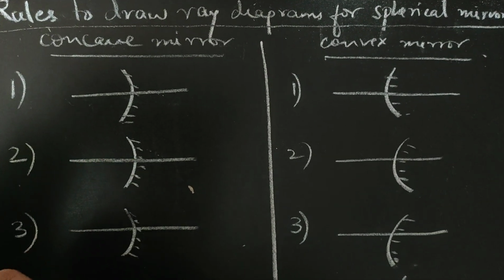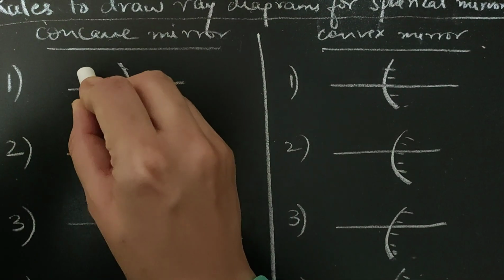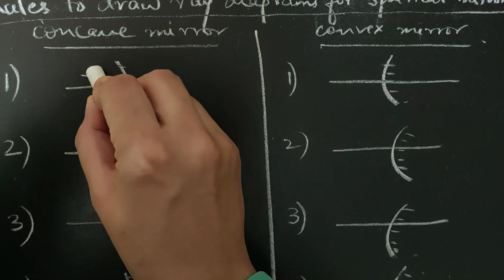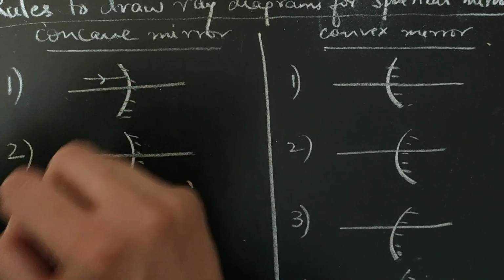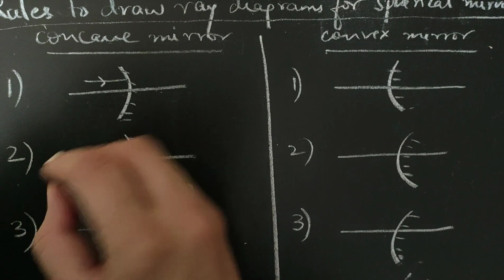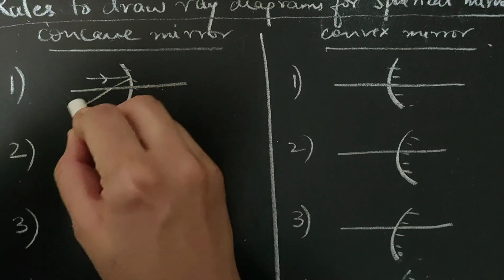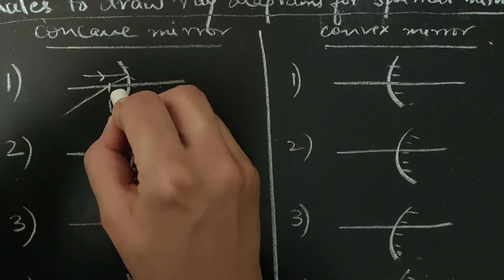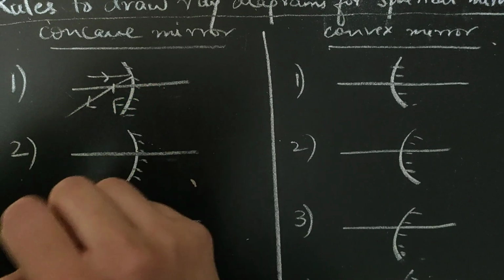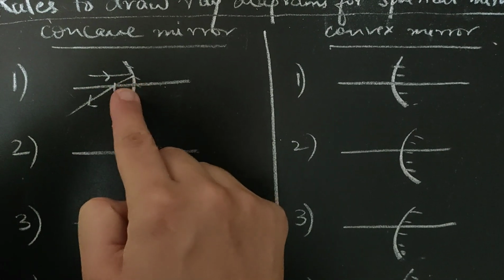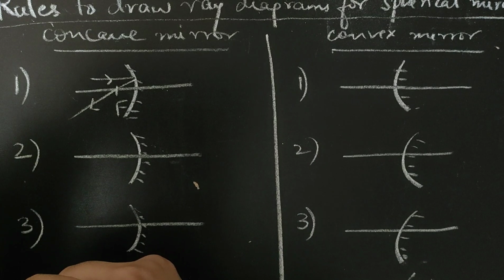To start, the first rule: any light ray which is coming parallel to the principal axis of a concave mirror, after reflection from the mirror, will pass through the focus. So a light ray coming parallel to the principal axis passes through the focus after reflection.